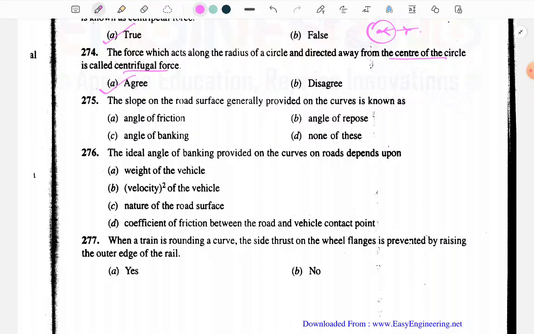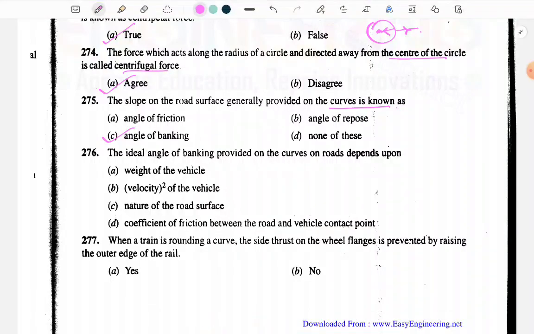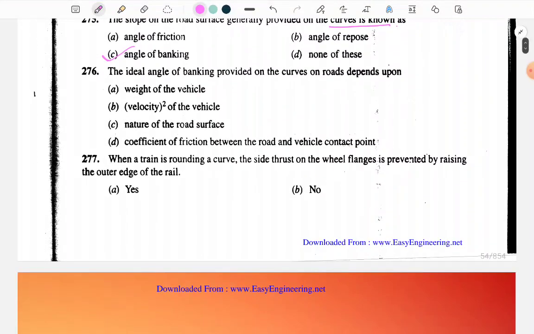The slope on a road surface generally provided on the curve is known as angle of banking, that one you know. 275 is C. The ideal angle of banking provided on curves on roads depends upon what? So 276 is B, velocity squared of the vehicle. The banking formula we will see below, then you can understand.